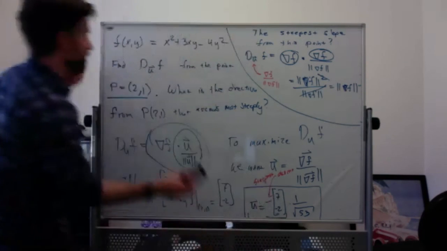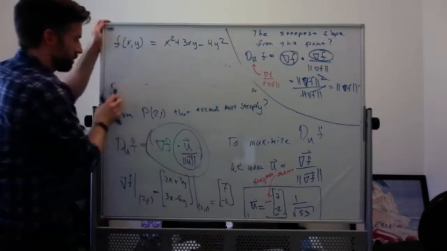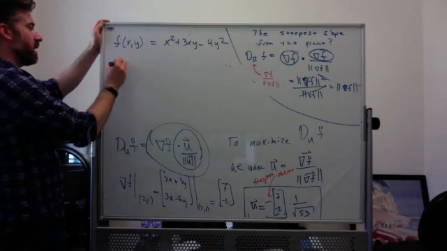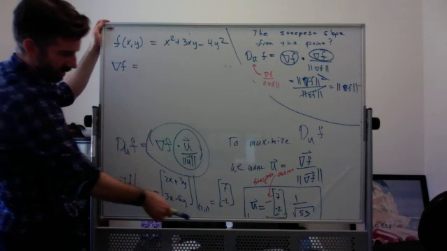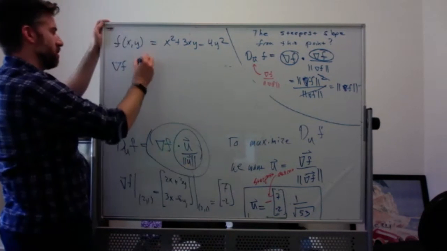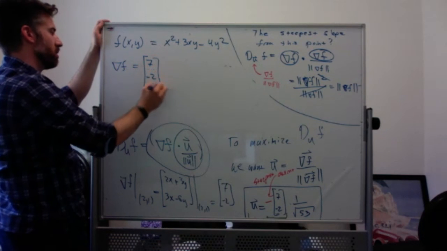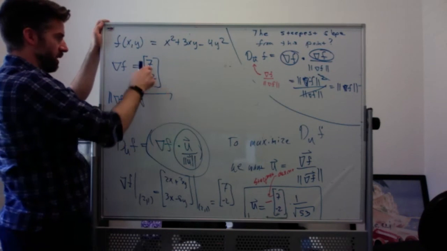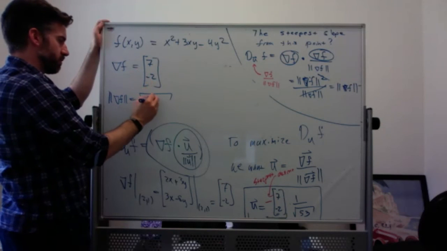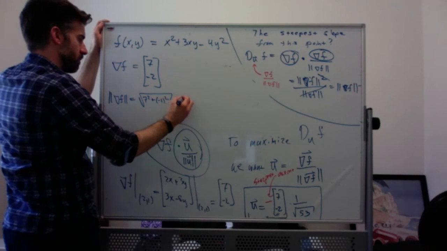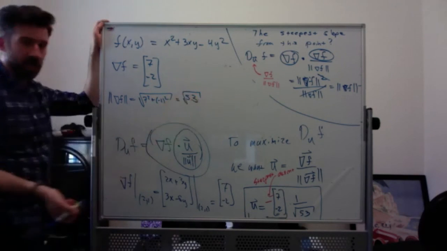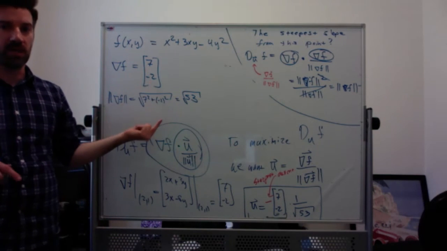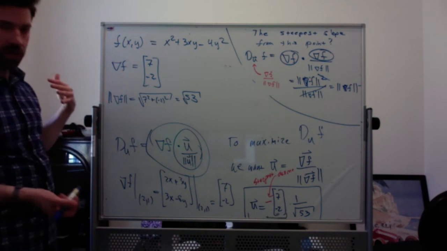You can just say, in this case, I know that the gradient was equal to, I know I found it like 100 times, there it is right there, 7, -2. So the magnitude of the gradient is equal to the square root of 7 squared plus -2 squared, which is the square root of 53. And that is the steepest the slope can possibly be from the point 1, 2.